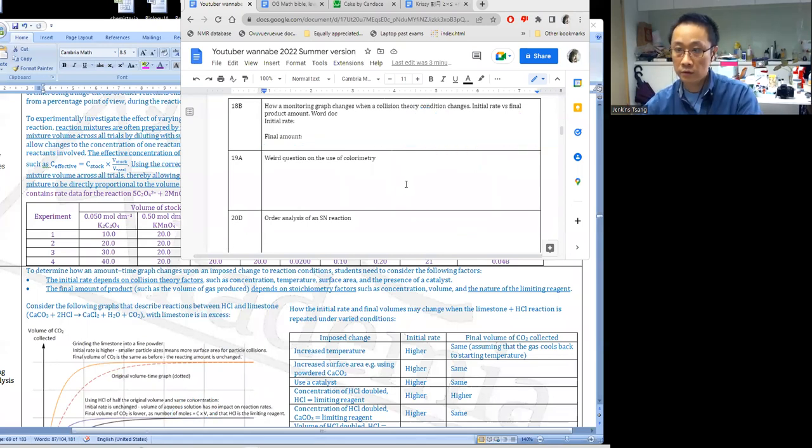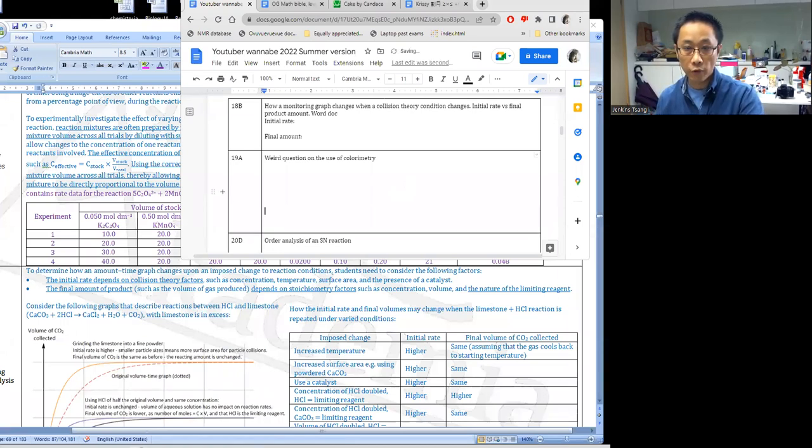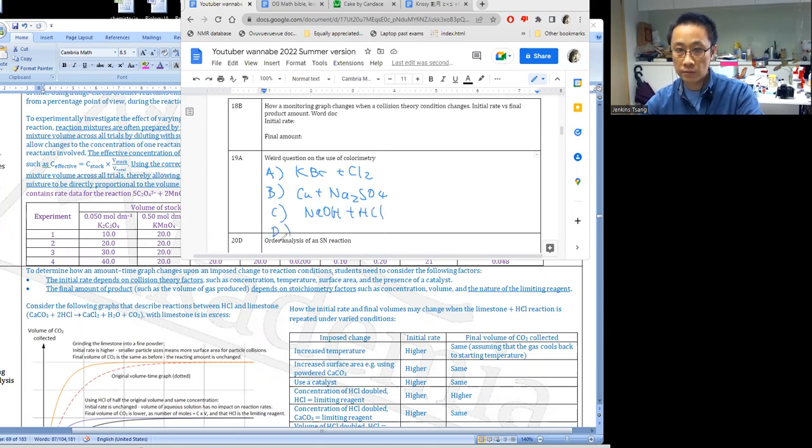Clear screen. So question 19 now. They give you 4 reactions and they ask you which reaction is best monitored using the colorimeter, which measures the color intensity at a specific wavelength. So the 4 choices: A is KI plus Cl2, KBr plus Cl2 like that. B is about copper plus sodium sulfate. C, NaOH plus HCl. The last one is some organic reaction.